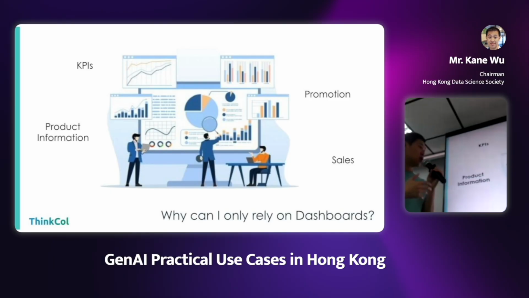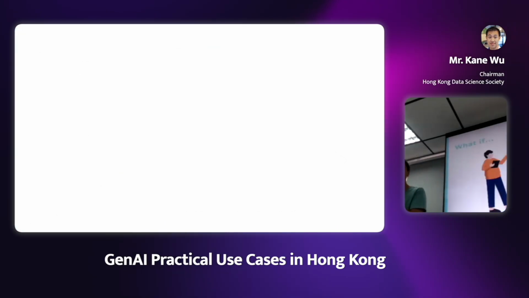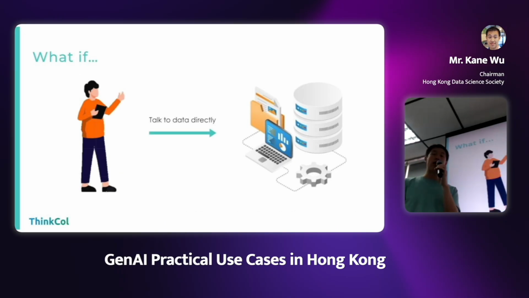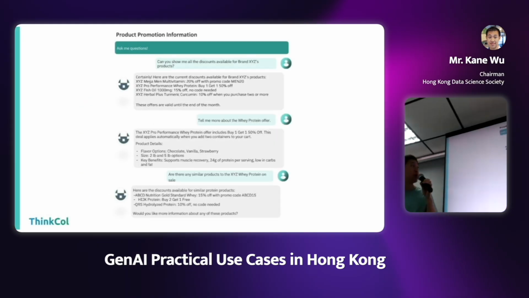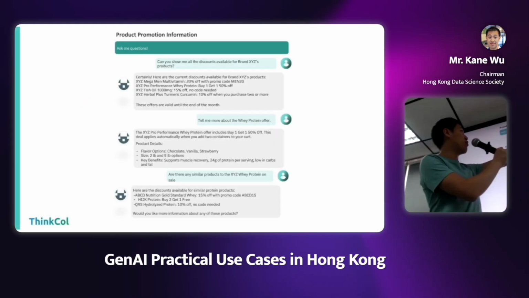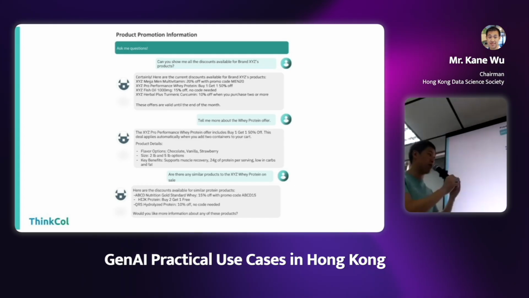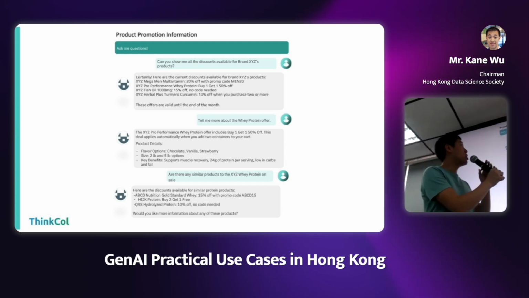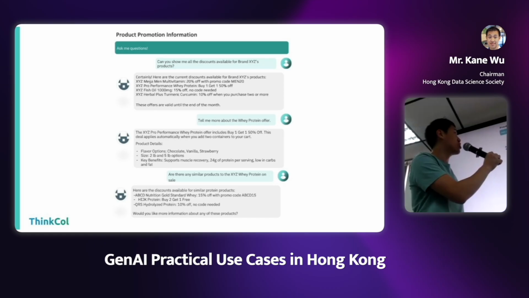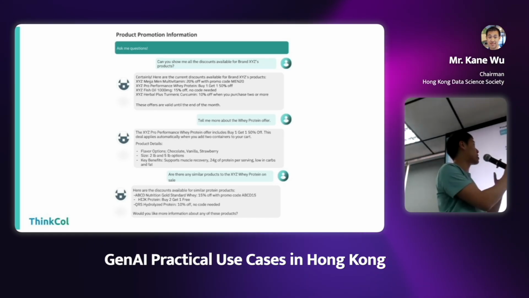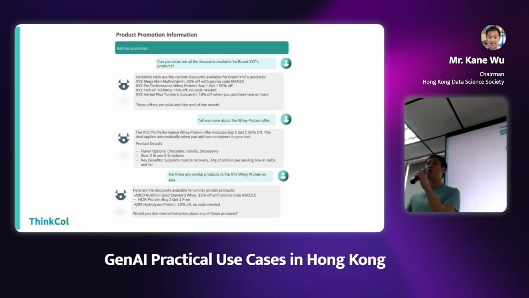But then is it the only way that we could actually get information like KPIs, product information, promotion, and sales? So right now with GenAI, we want to talk to data directly. So what does that mean? It means we could put all the information into GenAI, so that, let's say you're Watson's or Manning's, you could just ask questions to get what the discounts are. For example here, you could say, can you show me all the discounts available for brand XYZ product? And then first, it would list out all of the discounts.